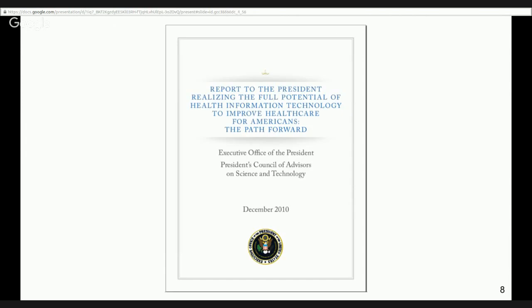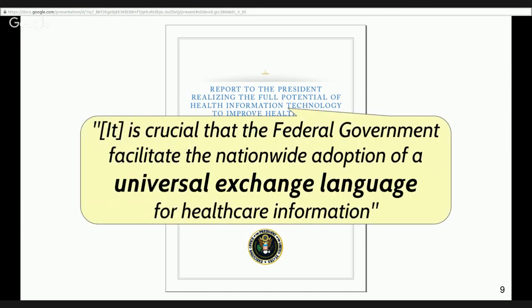Now, the President's Council of Advisors on Science and Technology, PCAST, in 2010 put out a report that in part talked about this problem and identified the crucial need for a universal exchange language for healthcare information.